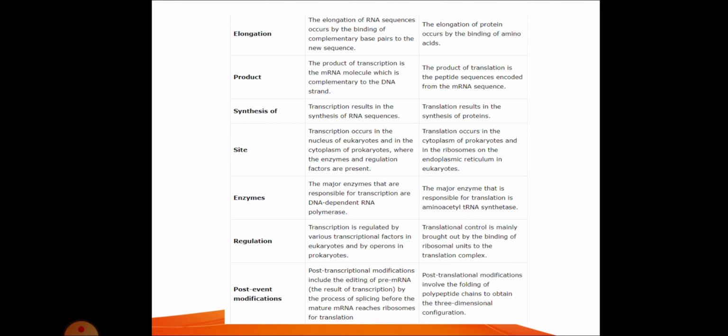And the post-event modification of each process. Post-transcriptional modifications include the editing of pre-mRNA, the result of transcription, by the process of splicing before the mature mRNA reaches the ribosomes for translation. And post-translational modifications involve the folding of polypeptide chains into the three-dimensional configuration.